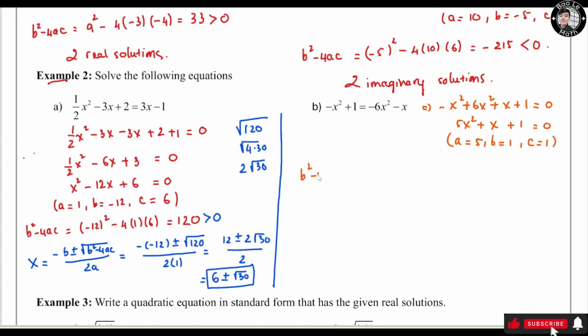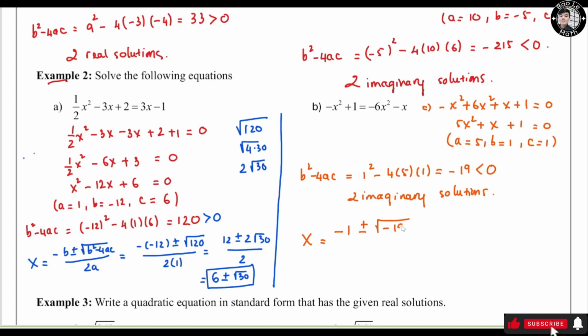So b squared minus 4ac equals 1 squared minus 4 times 5 times 1. It turns out to be negative 19, which is less than 0. Then the original equation has two imaginary solutions. It's going to be s equals negative b, so negative 1, plus and minus the square root of negative 19, divided by 2 times a, which is 5. So it turns out to be negative 1 plus and minus the square root of negative 19.